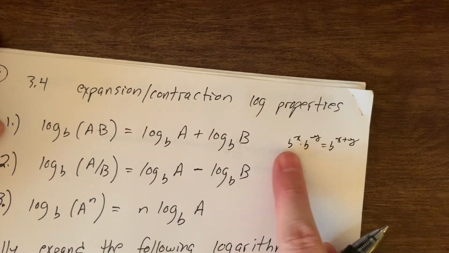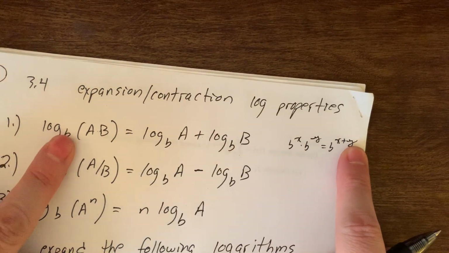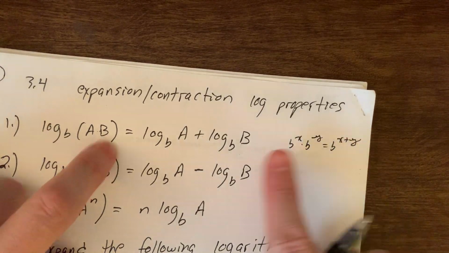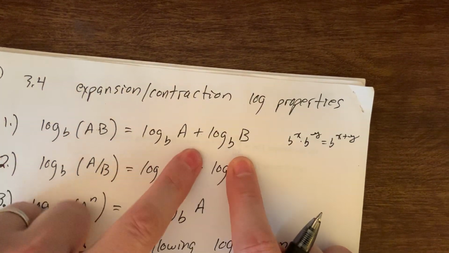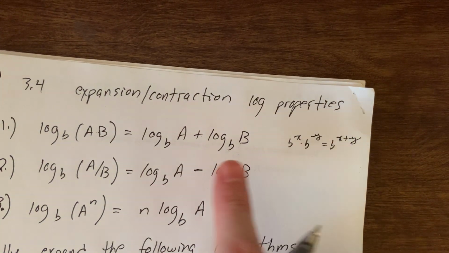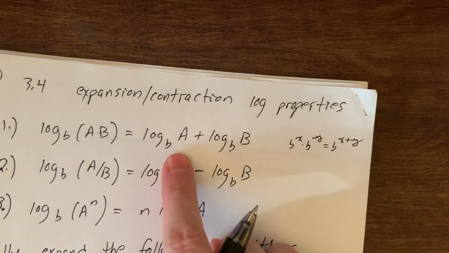If we had multiplication of exponents, we ended up adding those exponents. Look how everything flips in this property. If I have multiplication inside of a logarithm, this becomes 2 separate logarithms, but still attached by addition. So I'm not going to formally prove why this is the inverse of this. I'm just trying to point out why these are related.